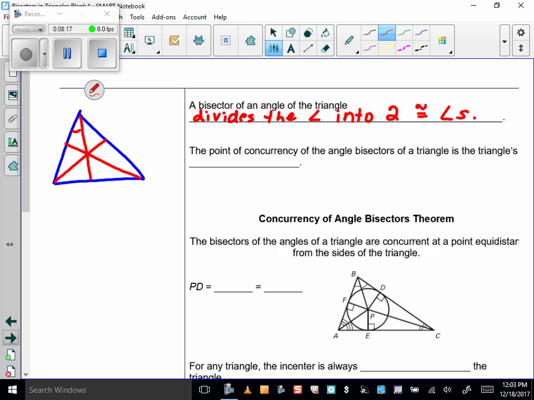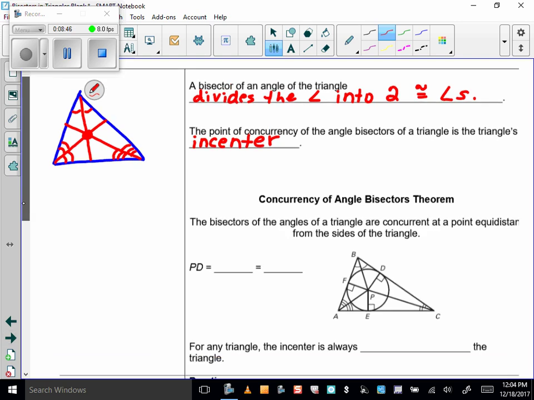So there they are. So I know that's congruent to that. That's congruent to that. That's congruent to that, because I'm talking about angle bisectors now. And as you can see, all three of those bisectors are concurrent. There's a point of concurrency, and for the angle bisectors, that point of concurrency is called the triangle's incenter.